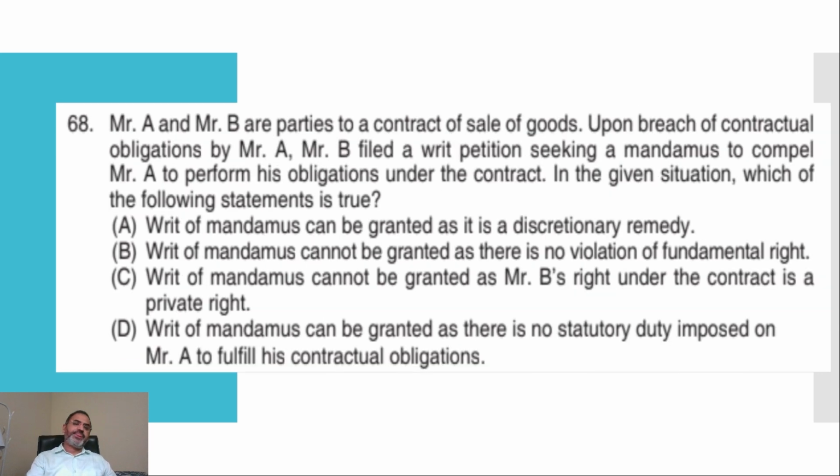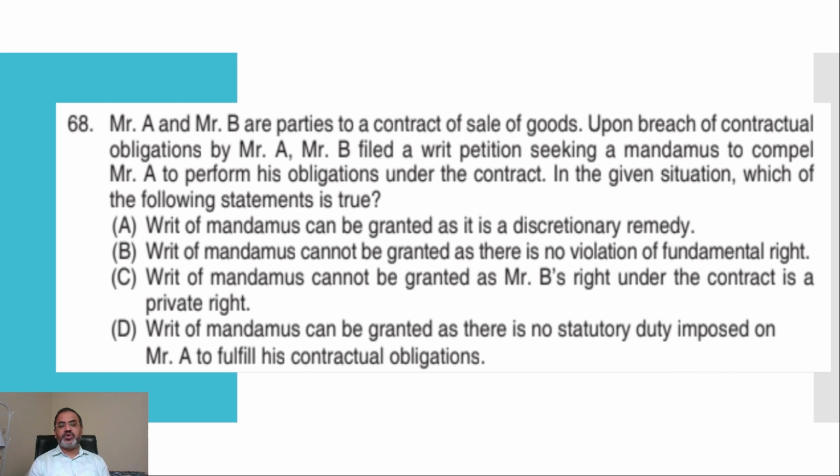Now, coming to the third question, which was numbered 68 in the question paper in the Common Law Admission Test. Mr. A and B are parties to a contract of sale of goods. Upon breach of contractual obligation by Mr. A, Mr. B filed a writ petition seeking a mandamus to compel Mr. A to perform his obligations under the contract. In the given situation, which of the following is true? Now, it is quite clear that this is about contractual obligations, and contractual obligations are not statutory or public obligations. So, very clear, writ of mandamus cannot be granted.